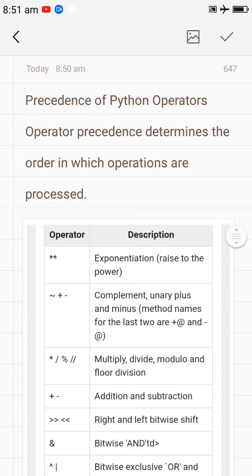Today we will explain how we can solve the equation, and what is the order of operators in Python. So let's start. Precedence of Python operators determines the order in which operations are processed. It means in which order the operators will execute.